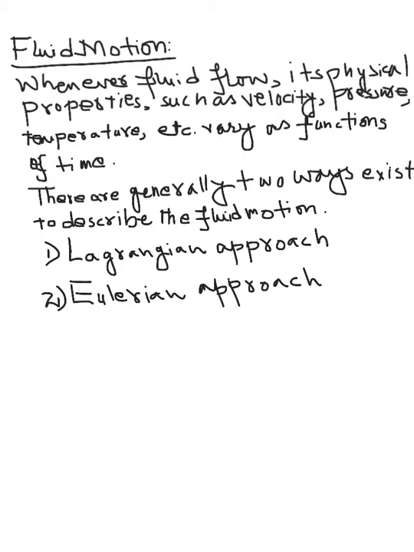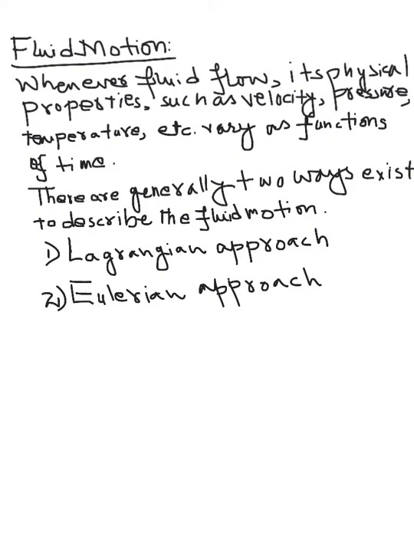Now in this video, I would like to describe the methods of describing the fluid motion. So whenever our fluid flows, its physical properties such as velocity, pressure, temperature, stresses or shear stresses vary as a function of time within a certain spatial region. So we need methodology or approaches to describe such variations of fluid properties.